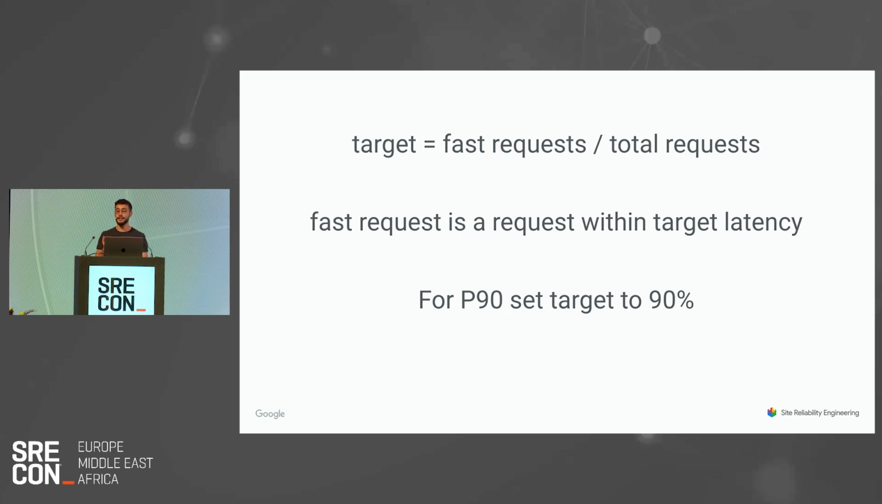The target latency now is similar to how we calculate the availability one. We define it as the number of fast requests divided by the number of total requests. A fast request is a request within the 10-second target latency. Then we set the target to the actual percentile we're tracking, which in this case is the 90th.